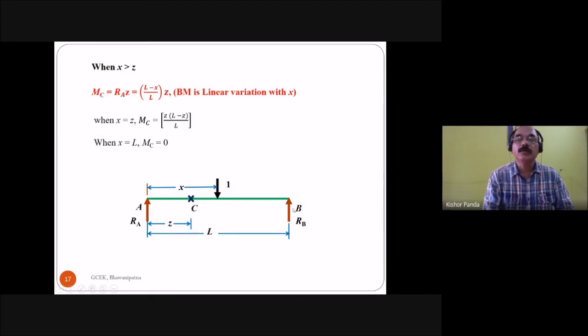And when you put X is equal to L here, MC is equal to 0. So now you got, when the unit load is present at C, MC is equal to Z into L minus Z by L. And when the unit load is present at B, MC is equal to 0. Then you can draw the influence line diagram for moment at C.